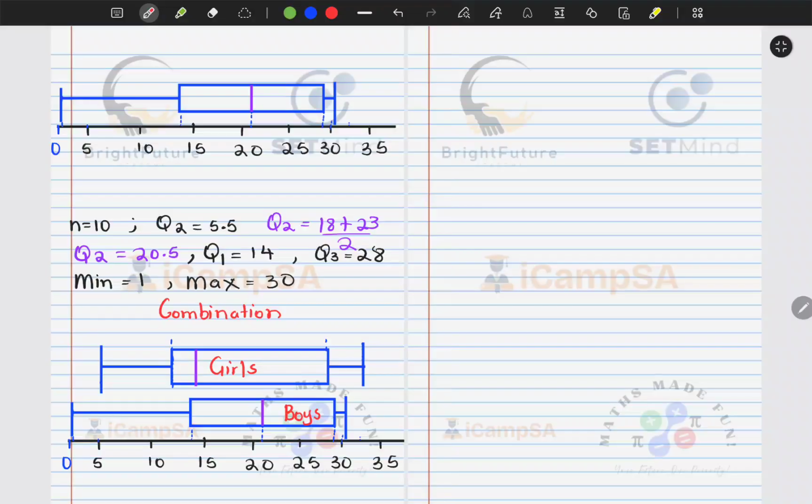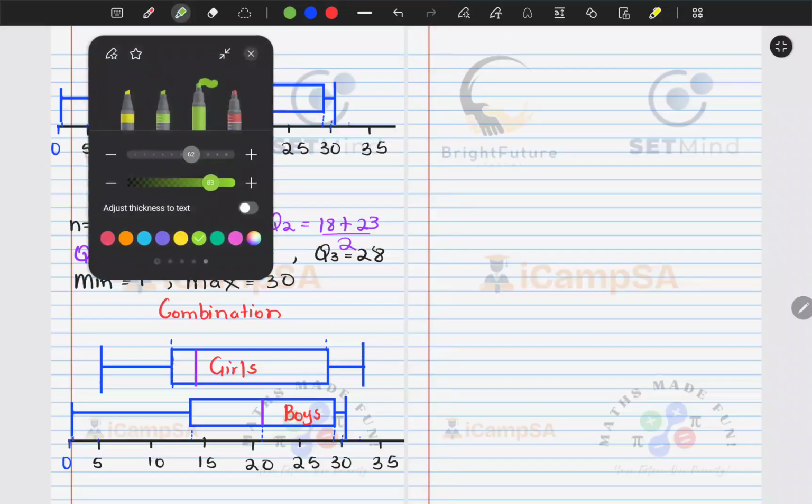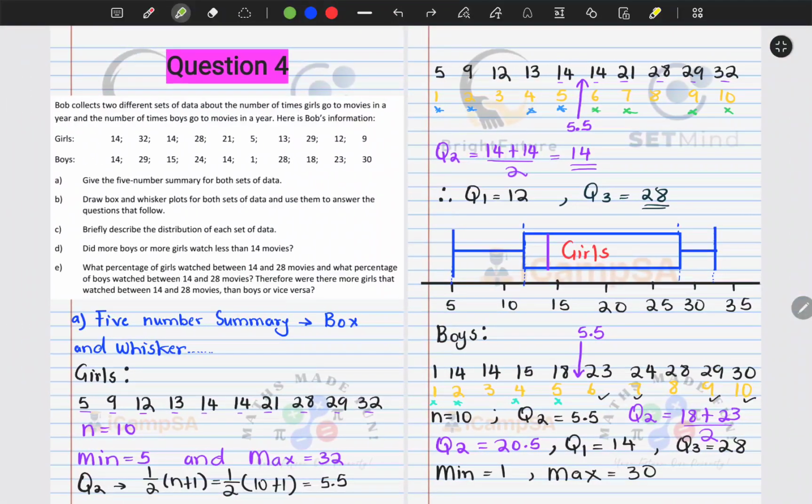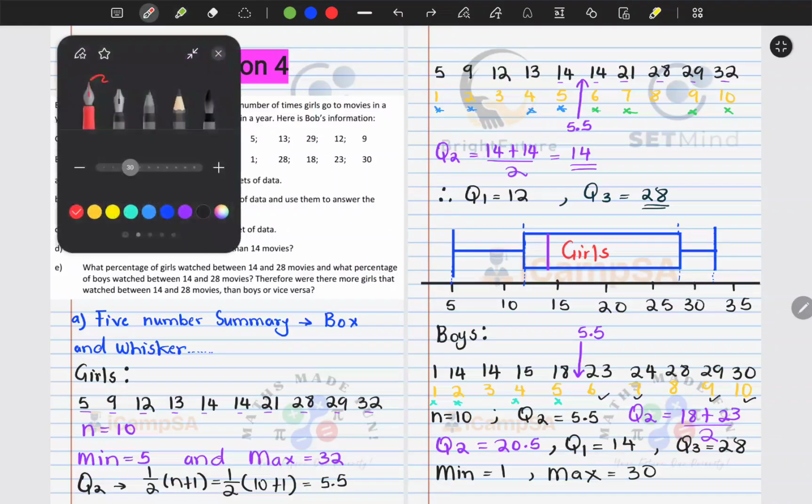Right, so I hope that this does make sense. If you look at the girls, you will clearly see that this is obviously skewed to the right, positively skewed. Okay, but let's have a look at the next question. In fact, here we've given our A and B because we've done the 5 number summary, and we've also done the box and whisker.